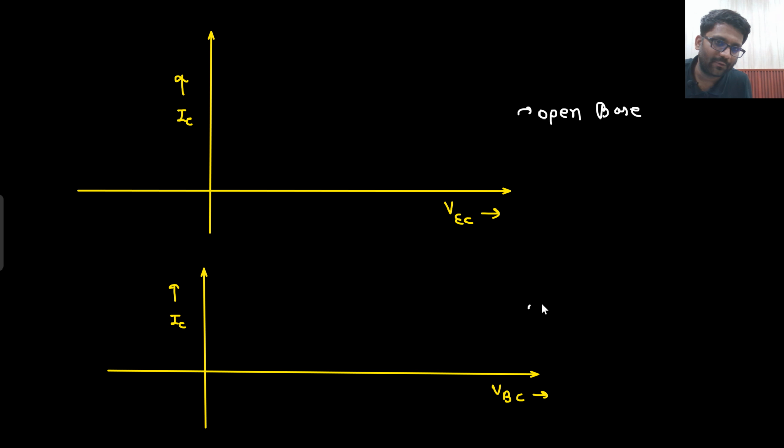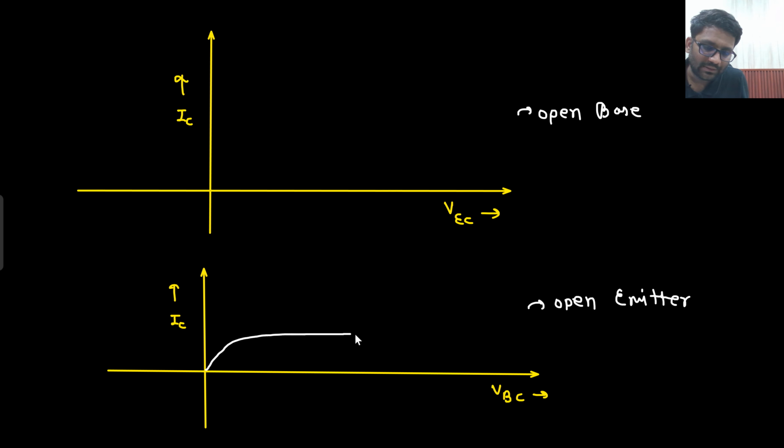And here we are drawing the graph for open emitter. Okay, so let's draw the graph. What do you think? What kind of graph will we be getting? Here if I draw the graph, then sir, this kind of graph you get, and this is your breakdown voltage. So breakdown voltage between collector and base.